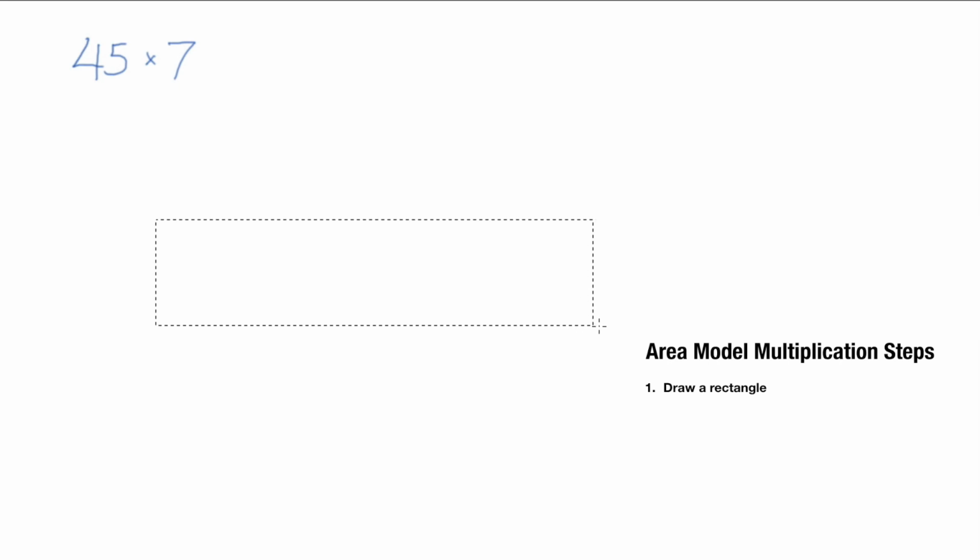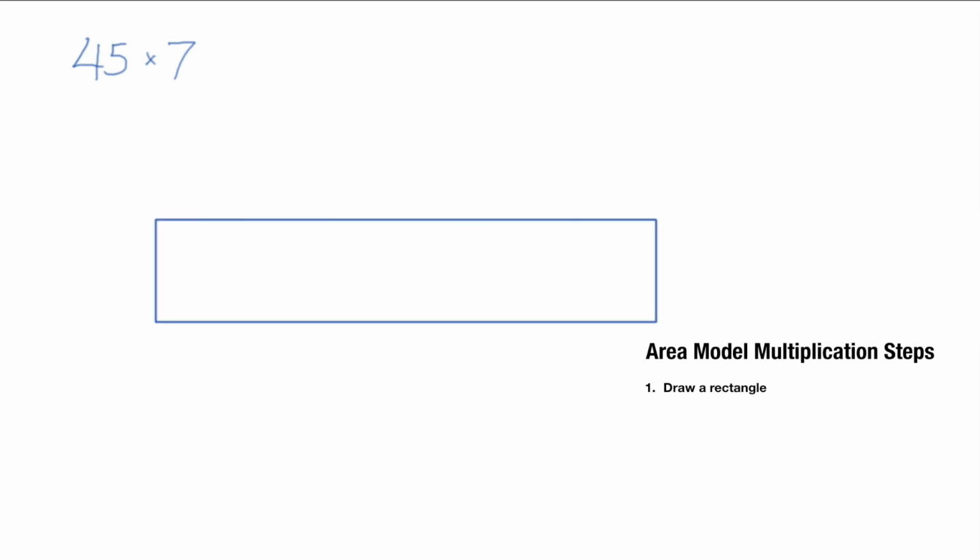To begin, let's work together to solve 45 multiplied by 7 using an area model. For our first step, I'm going to draw a rectangle. It doesn't need to be to scale at all. It's just going to help us visualize our thinking. So that will work out just like that. And I'm going to label our side lengths with the numbers from our original question. Since 45 is larger than 7, it makes sense for me to label this longer side 45 and this shorter side 7.